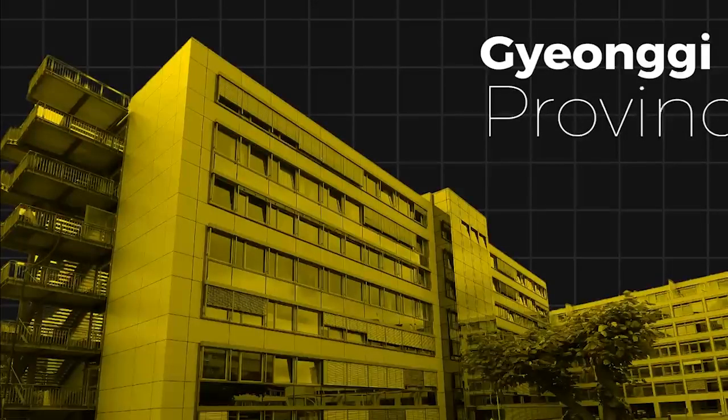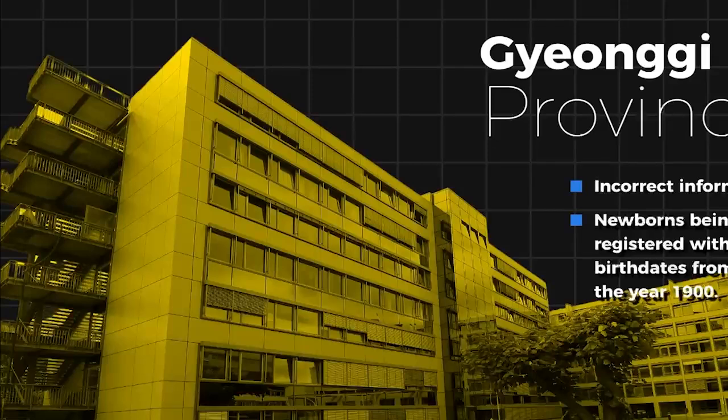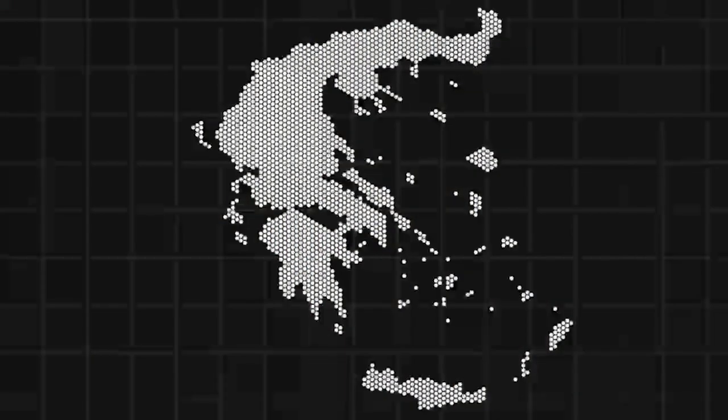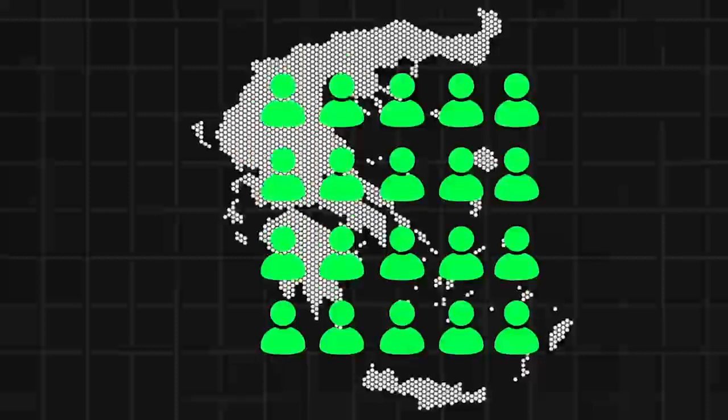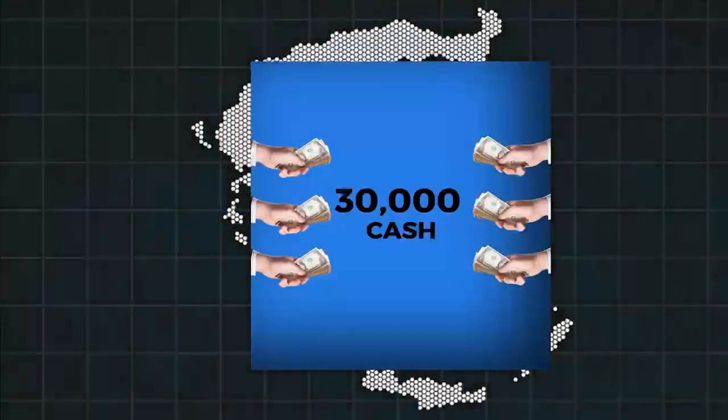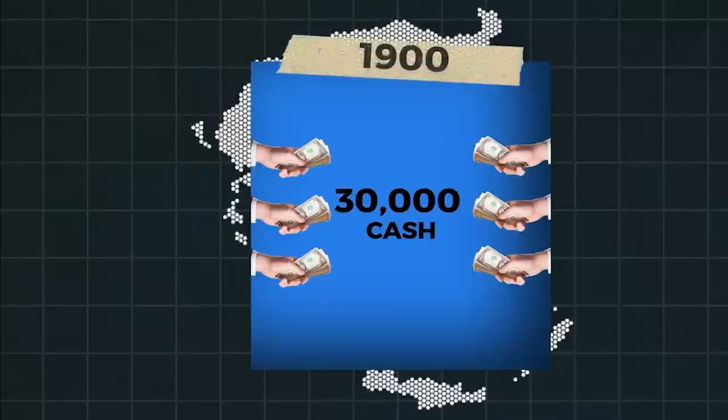These issues have resulted in incorrect information being recorded, such as newborns being registered with birth dates from the year 1900. Greece experienced numerous problems, affecting a large part of the population, with an estimated number of 30,000 cash registers printing receipts with dates in 1900, impacting businesses across the country.